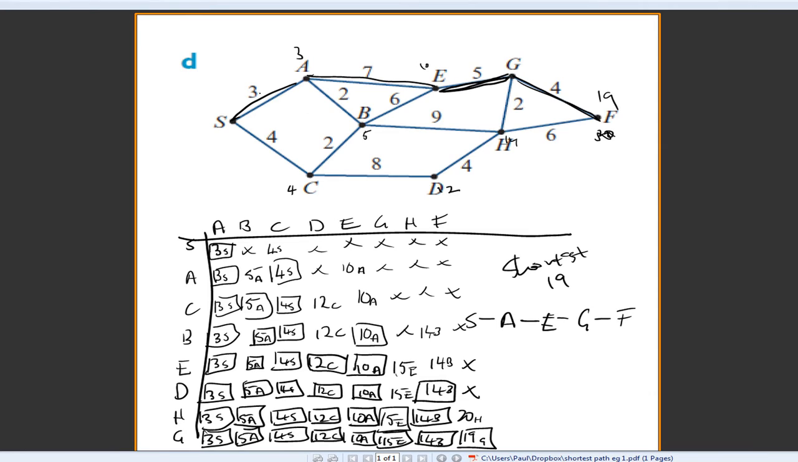Okay, again, cross-check the values. 3, 10, 15, 19, 19 checks out. So there is my shortest path, both in value and with a description.